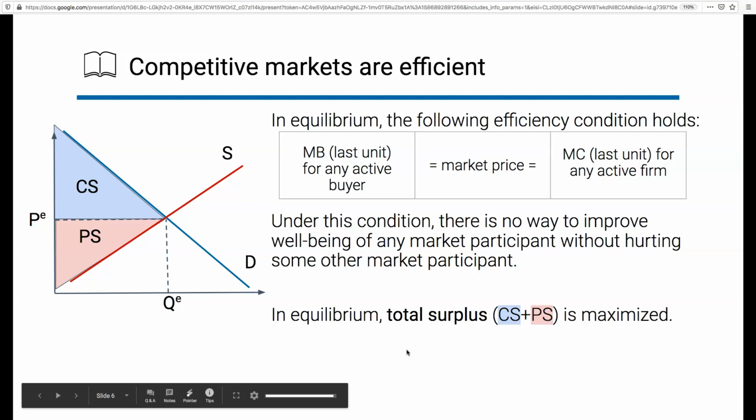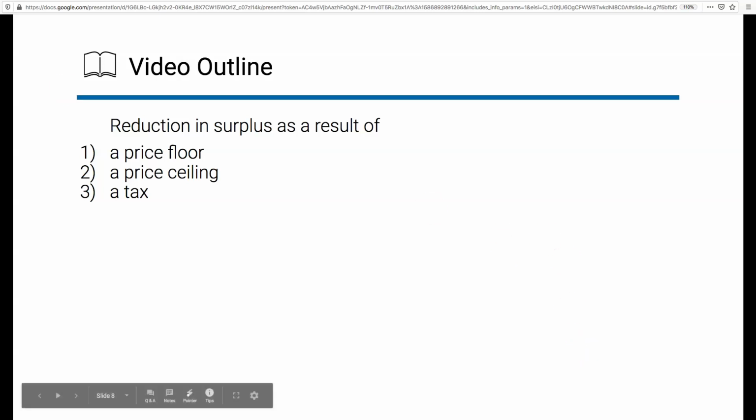And so in today's video, we're going to look at how to measure the inefficiency of certain policies, and we're going to focus on three particular policies that you should be familiar with. So I'm going to look at the price floor first, price ceiling next, and last I'm going to look at a tax situation. So let's start with the price floor.